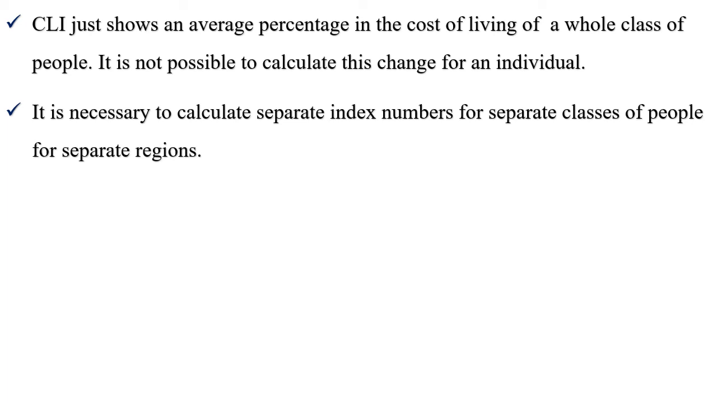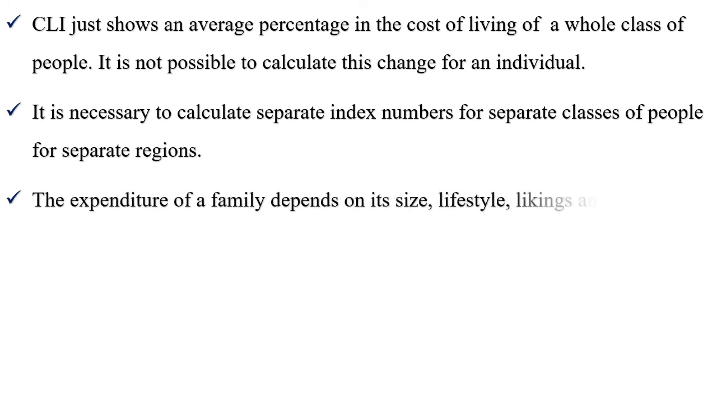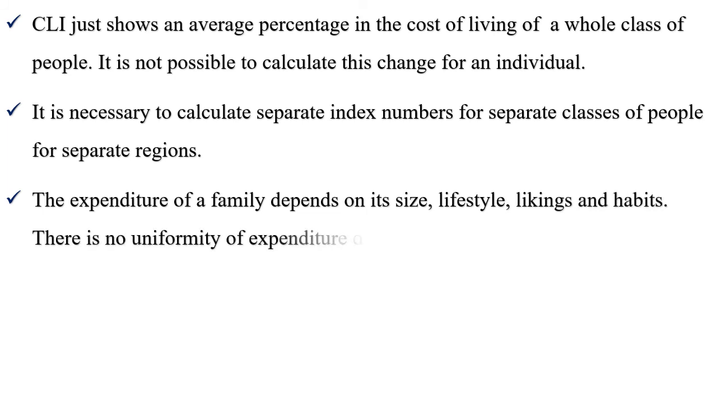So the number of regions varies, the number of classes varies, and that many index numbers we will need to calculate. The expenditure of a family depends on its size, lifestyle, likings, and habits. There is no uniformity of expenditure among all the families of the same class. Even if we are calculating the index number for the same class of people, every family differs.